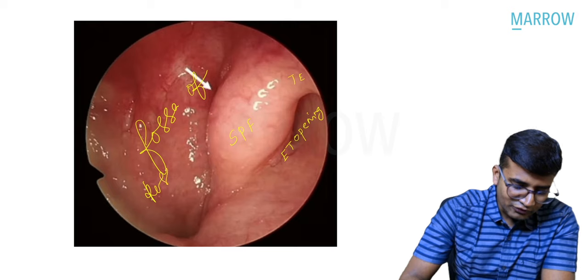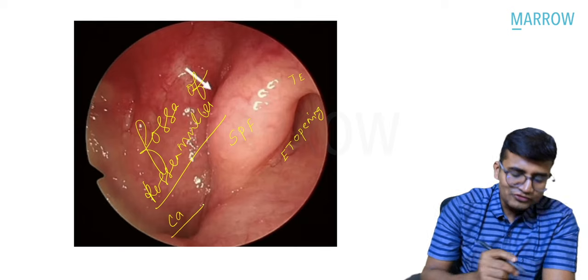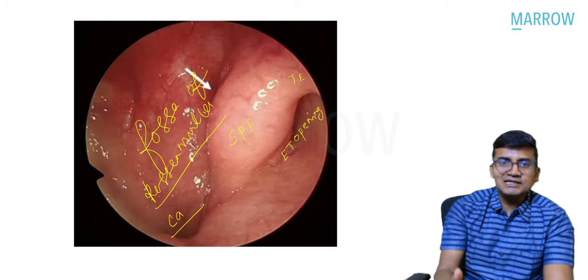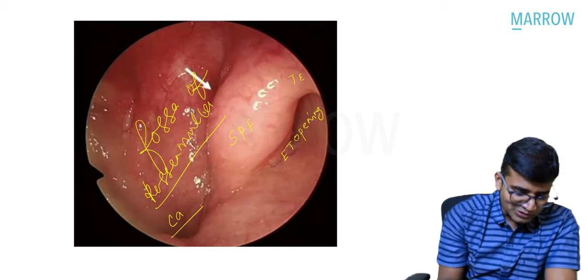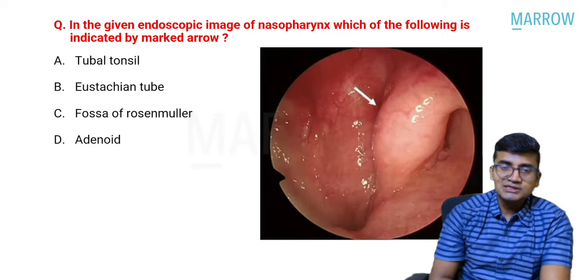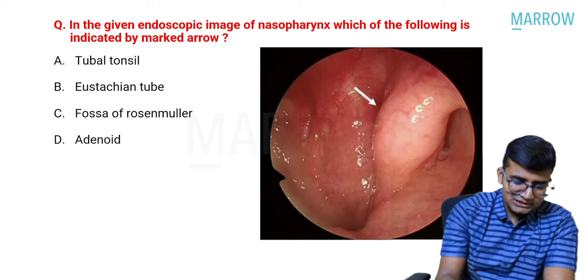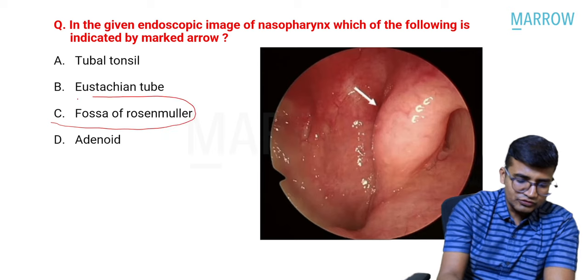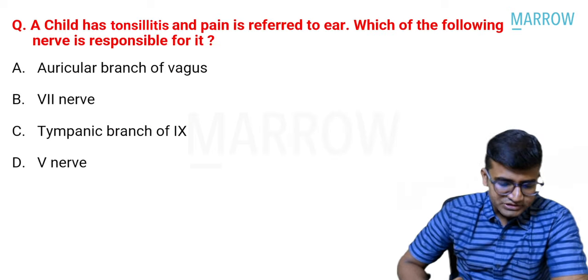So fossa of Rosenmüller, that is the carcinoma of nasopharynx, is most commonly seen in fossa of Rosenmüller. Okay. So now what is the answer for this question? Now answer for this question is, yes, the marked area is our fossa of Rosenmüller. Okay. Now see the next question.